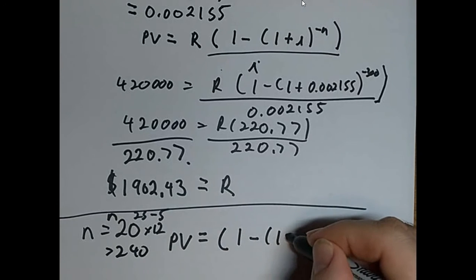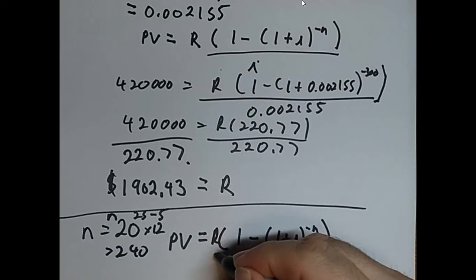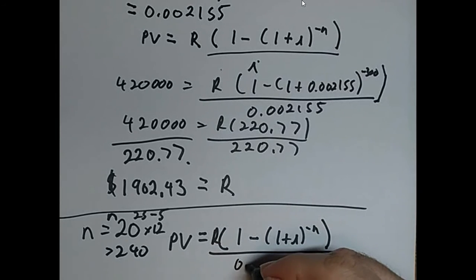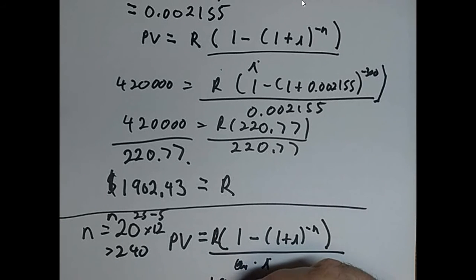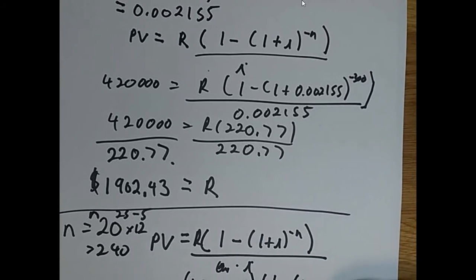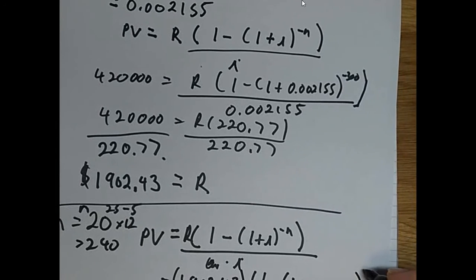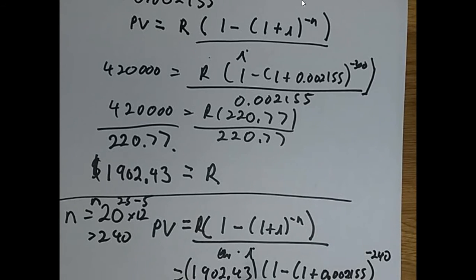1 minus 1 plus I to the negative n, and R goes in the front, all over I. Now we're going to put the R, 1902.43. 1 minus 1 plus 0. We're going to use the old interest rate, and we're going to just figure out how much money we still owe the bank. So this is all we're doing. We're figuring out how much money we owe the bank. We're going to find the present value after 20 years of the money.